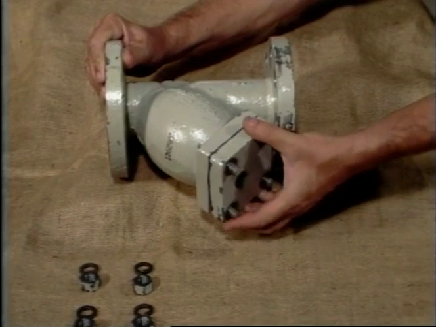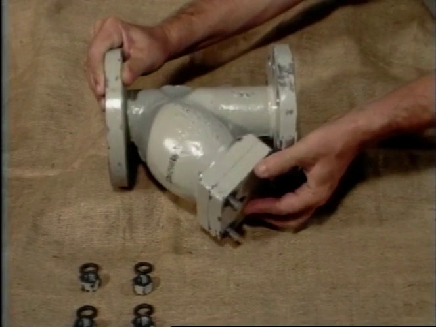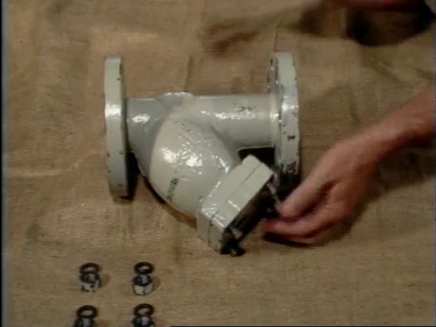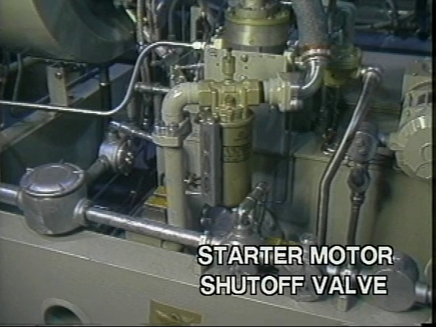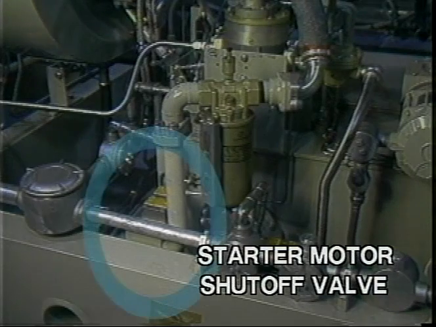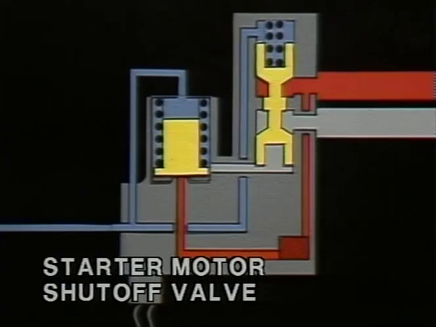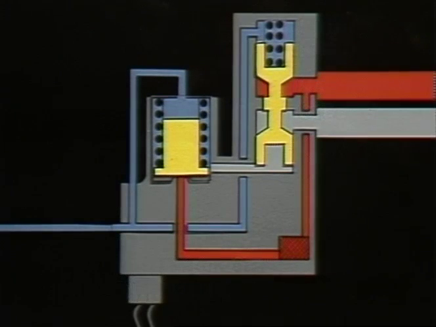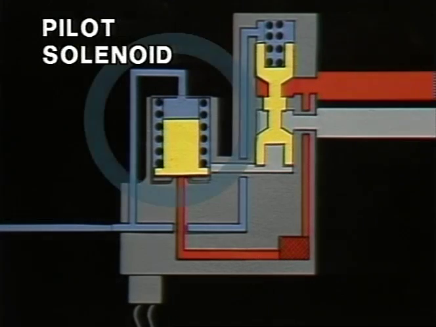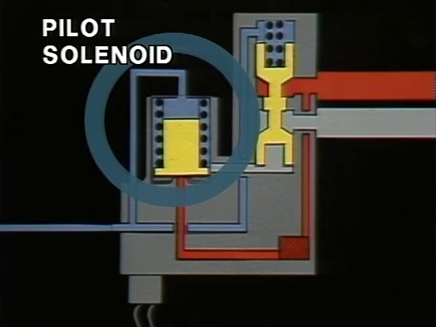In the lower branch of the Y, there is a convenient cleanout plug for servicing the strainer screen. The starter motor shutoff valve, mounted just above the strainer, inside the package base frame, controls the main supply gas to the starter motor. The starter motor shutoff valve is a spring return, normally closed, two-way spool valve. The valve is actuated by a pilot solenoid mounted directly on the shutoff valve casing.